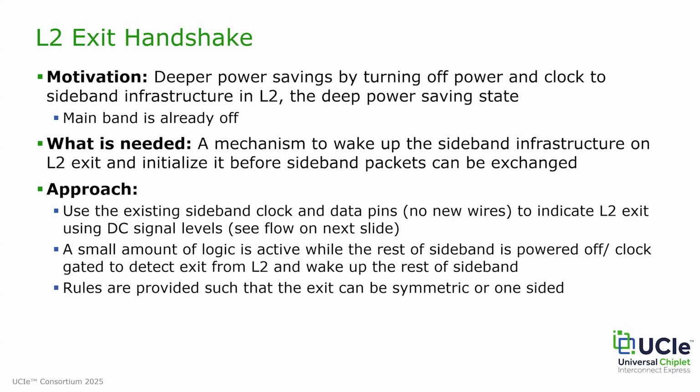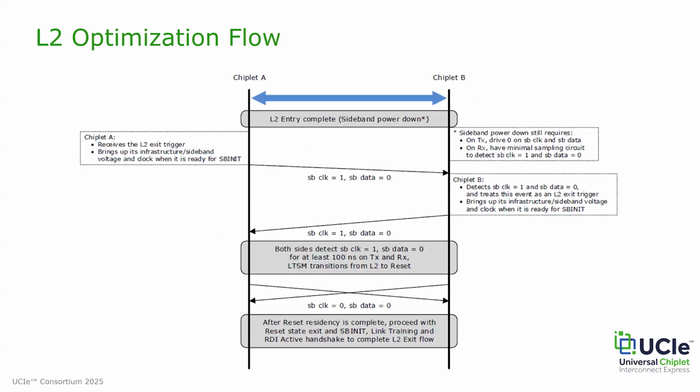And we have provided the rules to ensure that it can be symmetric, or it can even be a one-sided exit, asymmetric in nature with respect to the L2. So that's what we did. And this is the example. This diagram here explains how that works. Both the chiplets are in the L2 low power state, so sideband clock and sideband data are 0.